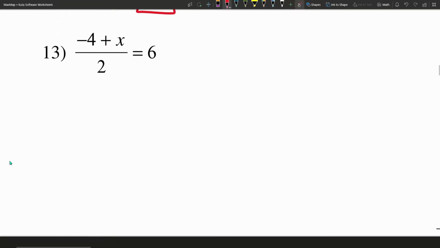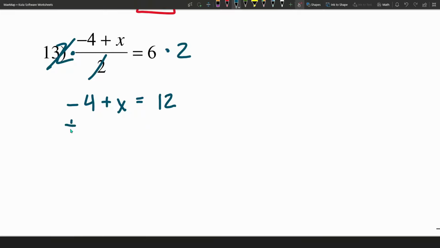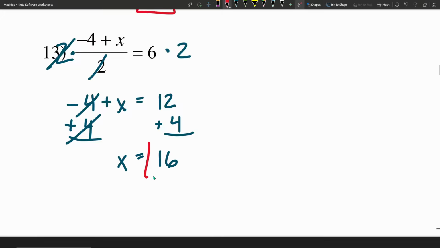For number 13, we've got negative 4 plus x divided by 2 equals 6. Let's start by multiplying by 2, since that entire left side is a fraction. So multiplying by that denominator, 2, we'll get that negative 4 plus x equals 6 times 2, which is 12. So now all we need to do is add 4 in order to cancel out that negative 4 from my left-hand side. Whatever I do to the left, I need to do to the right. So x equals 12 plus 4, which is 16.